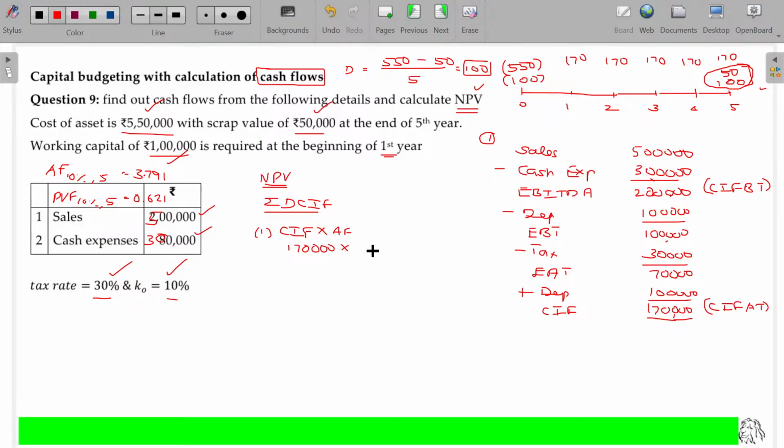1,70,000 rupees is multiplied with the annuity factor because we are getting 1,70,000 year after year. If I multiply with 3.791, the discounted value being 6,44,470.